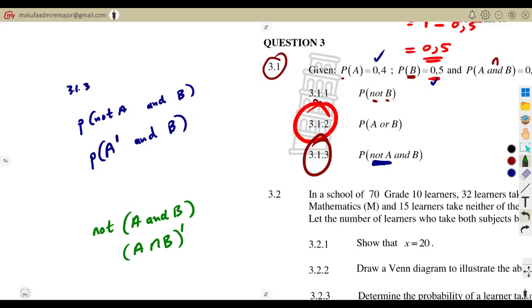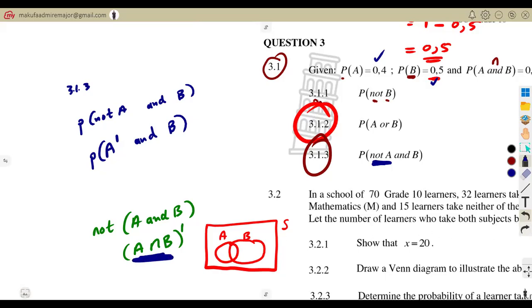It's easier for you to demonstrate this in terms of the Venn diagram. You just say, okay, this is my A, this is my B. I have A and B like this. This is my sample space. What is not in A and B? Remember, this is the intersection here of A and B. But we are saying what is not part of this, outside of that. What is outside of the intersection? This is exactly the part that we want.